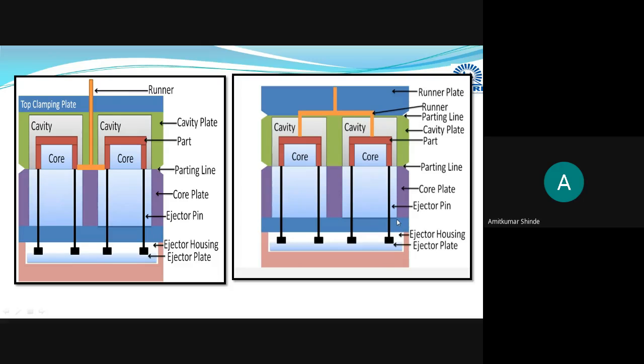Then why are we using it? There may be some advantages. As far as the three plate mold is concerned, only one advantage is there. When we are using a two plate mold, whichever runner arrangement is there, gate and runner arrangement, you have to align it with the parting line only, as there is only one parting line.